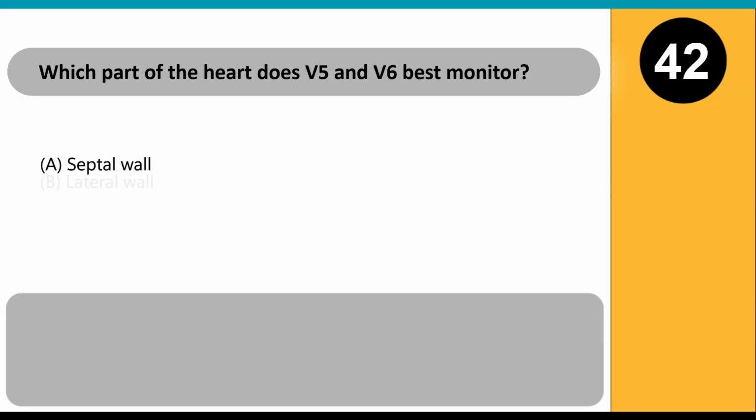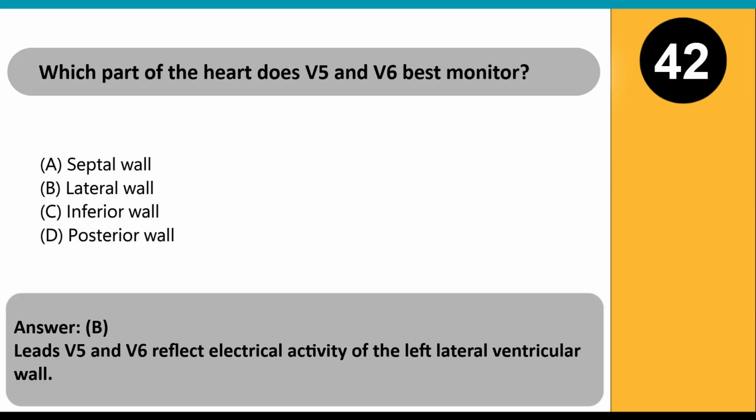Which part of the heart do V5 and V6 best monitor? A. Septal wall. B. Lateral wall. C. Inferior wall. D. Posterior wall. Answer B. Leads V5 and V6 reflect electrical activity of the left lateral ventricular wall.